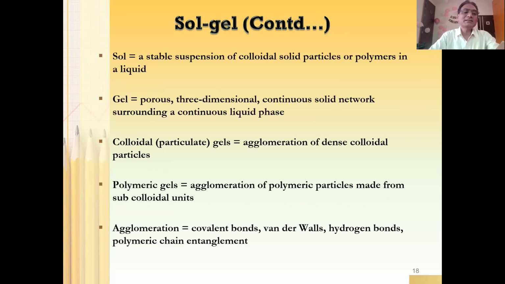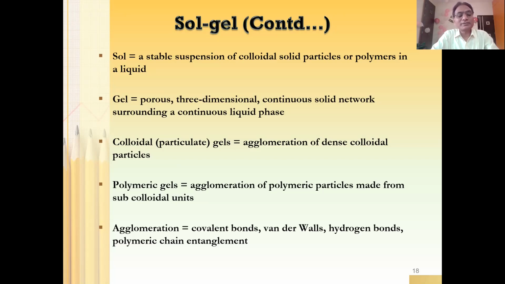Now, let me discuss more on sol-gel. What is a sol? A stable suspension of colloidal particles or polymers in the liquid. This is very important because whatever suspension we are going to have, that suspension is going to be very stable. So a stable suspension of colloidal solid particles or polymers in the liquid. What is a gel? A gel is a porous, three-dimensional continuous solid network surrounding a continuous liquid phase. So a gel is a porous, three-dimensional continuous solid network.